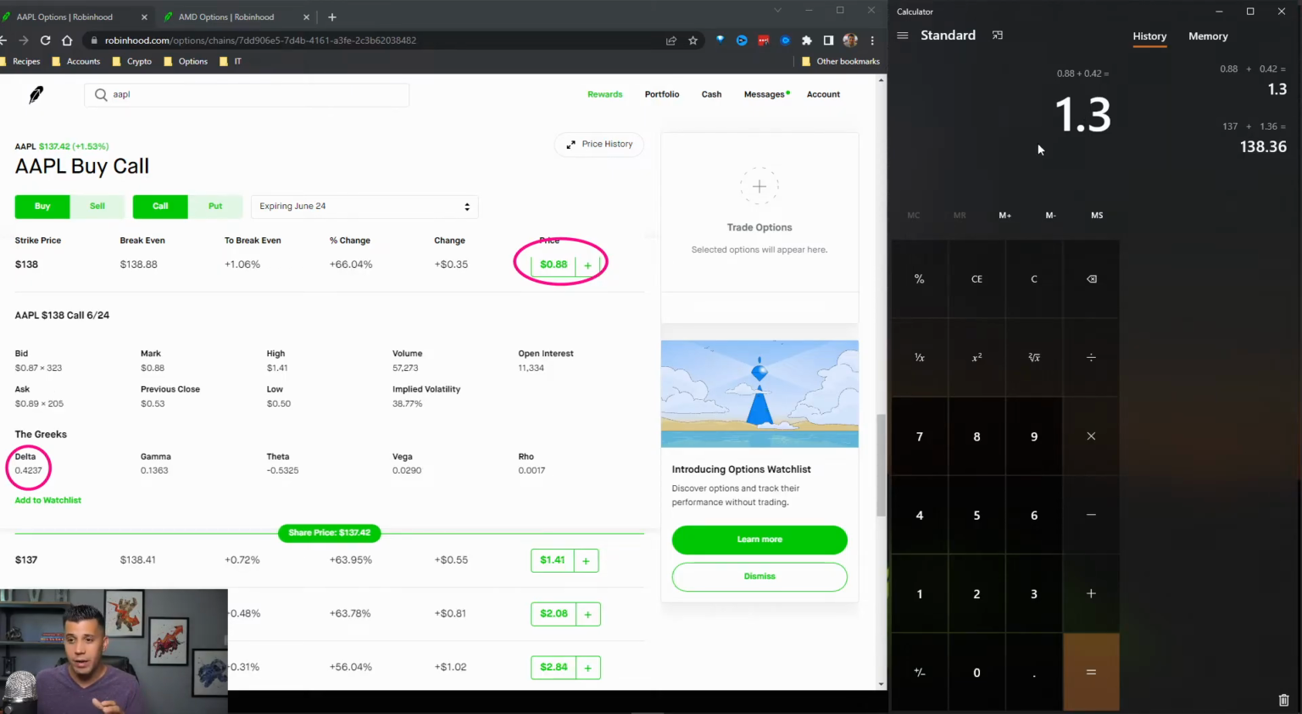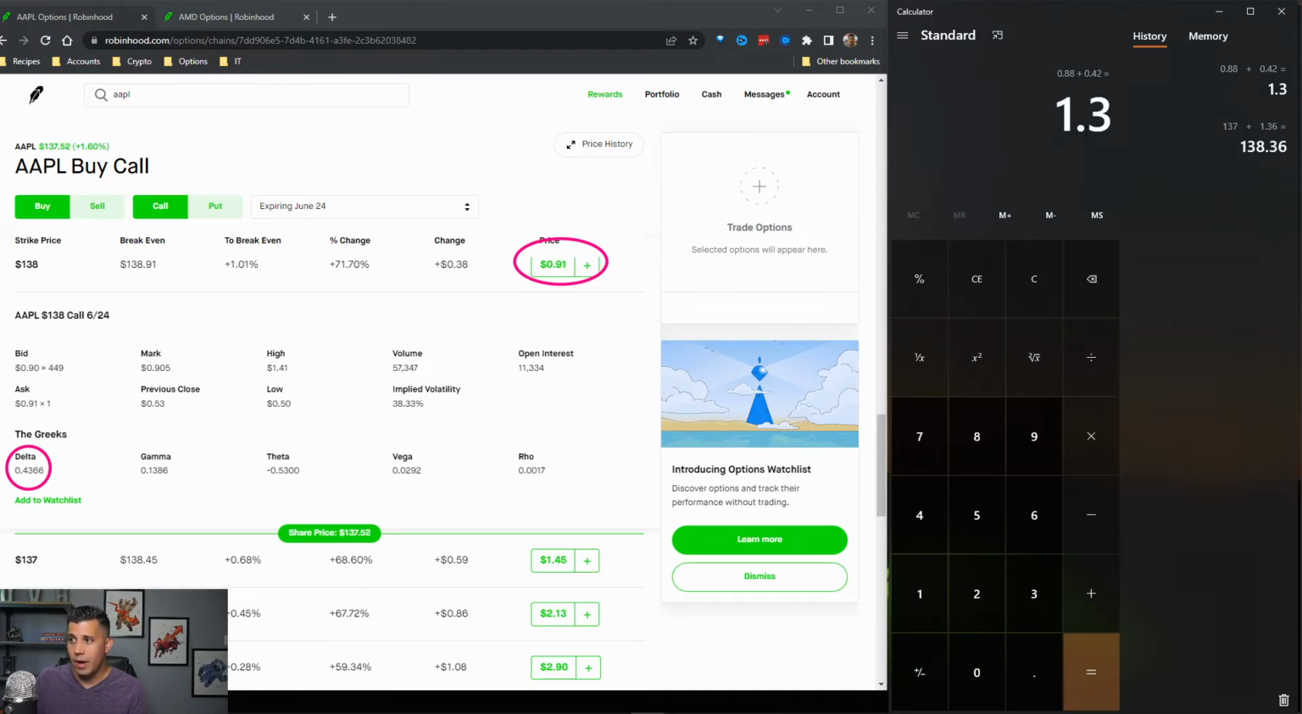Now there's more at play, especially if you're holding overnight. These actually expire tomorrow, where theta is going to start eating into that. But I don't want to complicate this video too much. I have a lot of other videos that explain the Greeks and all that. But if you're looking at it, this is how much it would be, not including theta or anything like that.